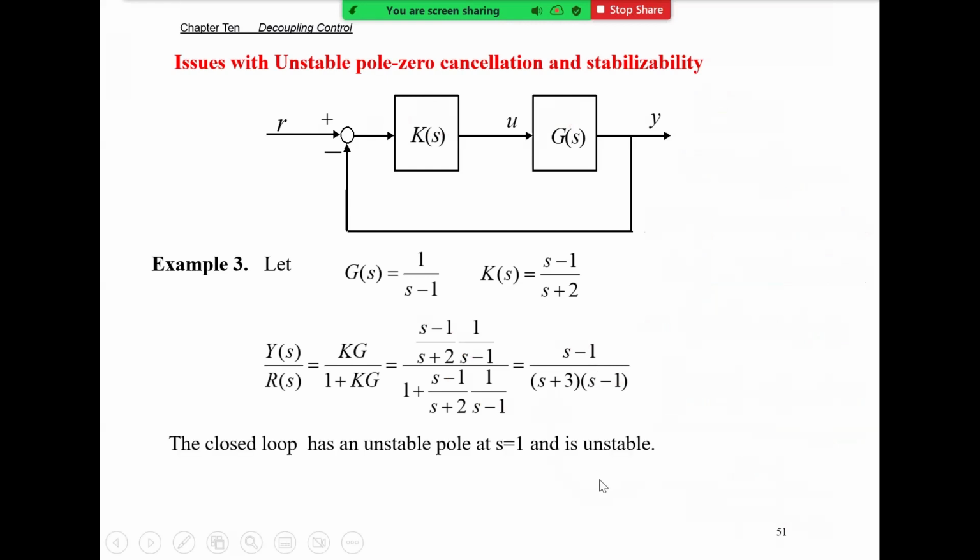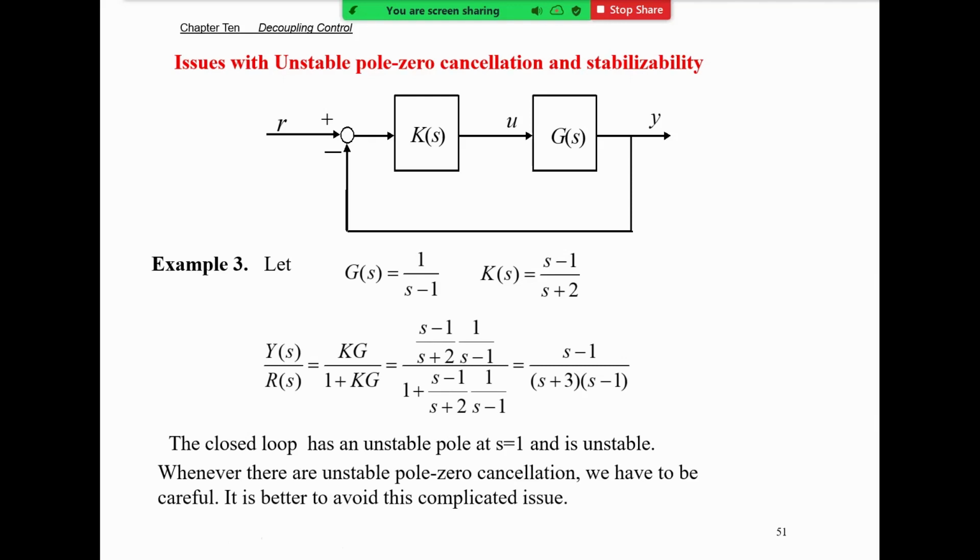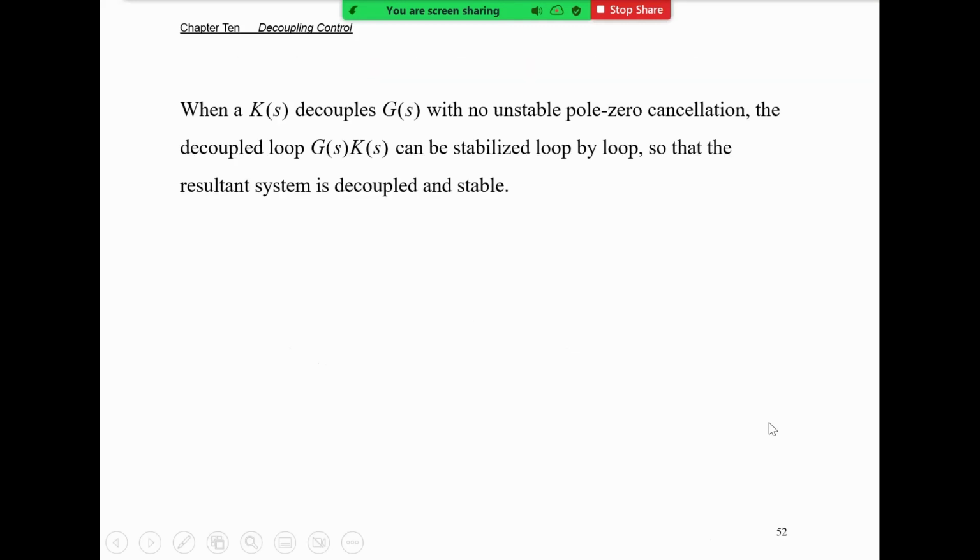So from this example, we show it is always dangerous if the calculation involves some unstable pole-zero cancellation. We need to avoid this, because that may cause some trouble. Therefore, the answer is not as simple as just taking the inverse of that matrix, because that may lead to some complicated issue. We cannot take this as a simple answer for the decoupling. Let's do it in a different way.